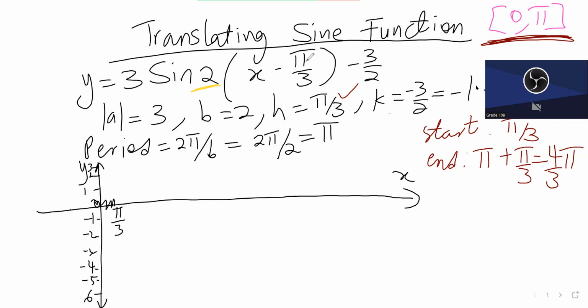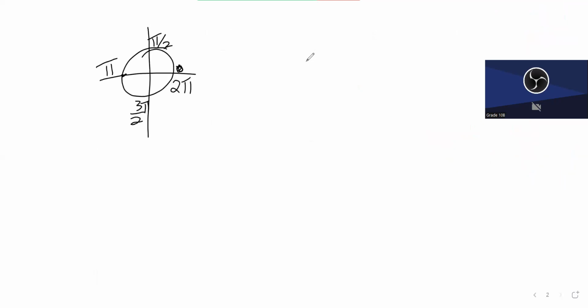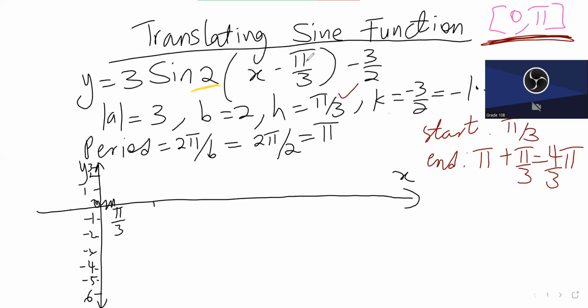Now, how do you know the next point from pi over 3? You're supposed to get 4 points. What do I mean by this? When you take the unit circle, we start from 0 to end at 2 pi. We divide the unit circle into 4. Each quarter is pi over 2. So pi over 2 plus pi over 2 gives us pi. Pi plus pi over 2 gives us 3 over 2 pi, and then all the way to 2 pi. So we take the period and divide it into 4, adding pi over 2 four times until we get to the end of the unit circle.